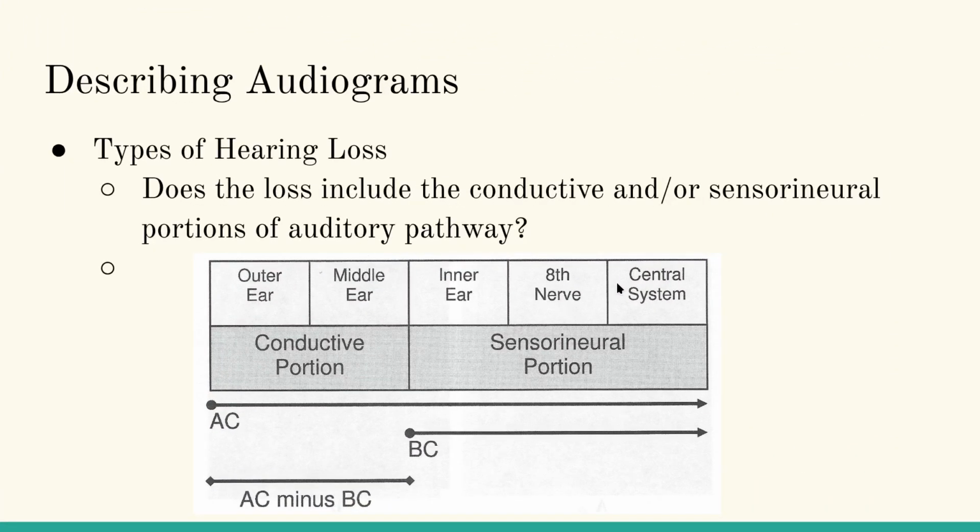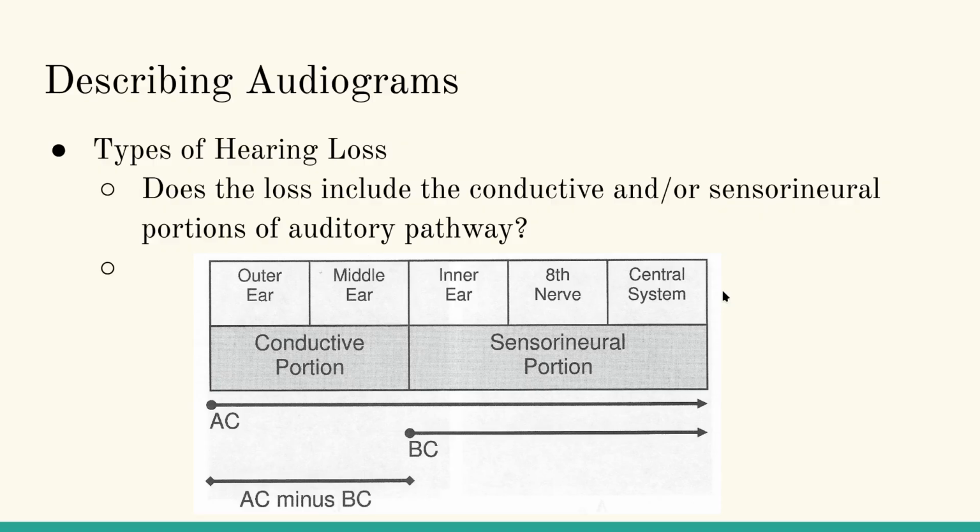So with sensorineural hearing loss, we have the same loss for air conduction as bone conduction. For conductive loss, we have an air-bone gap. Normal hearing for bone conduction and poor hearing for air conduction, and then mixed is a combination of those two. And we can see that outlined in the graph here.